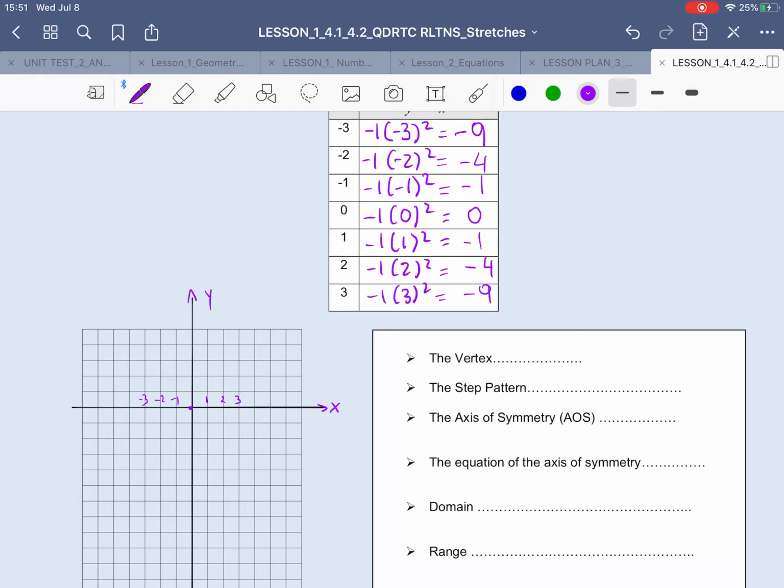And now when x equals -3, y was -9. 1, 2, 3, 4 negatives. 5, 6, 7, 8, 9. So -9 and -1. So -3, -9 is right here. -2, -4 is right here. This is -1, -1, and so on.